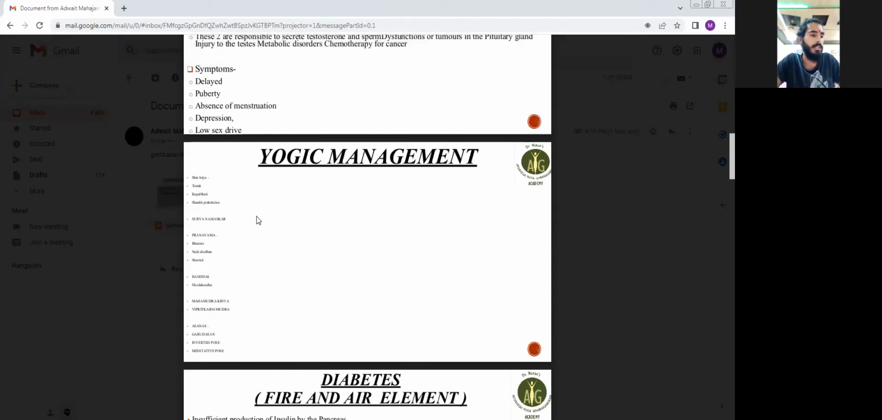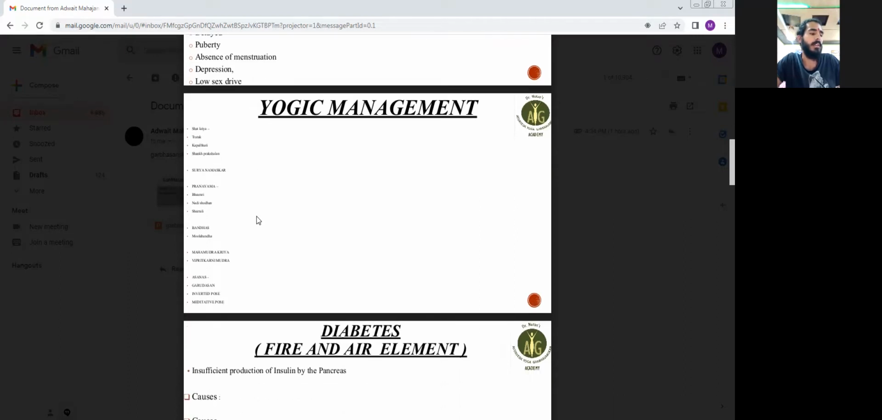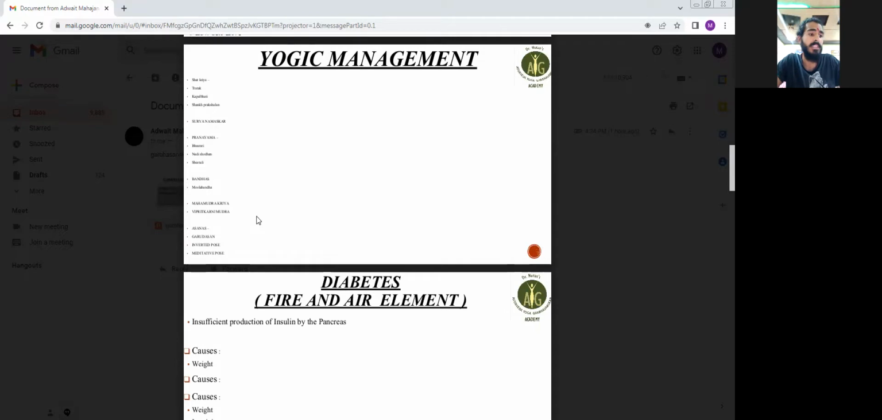The Kapalbhati and the Shankh Prakshalan. Shankh Prakshalan is where you can clean your whole body, like a colon clean. The second thing that you can do is the Surya Namaskara. Surya Namaskara includes 12 postures. The best pranayamas that we can do are Bhramari, Nadi Shodhan, and Shitali.